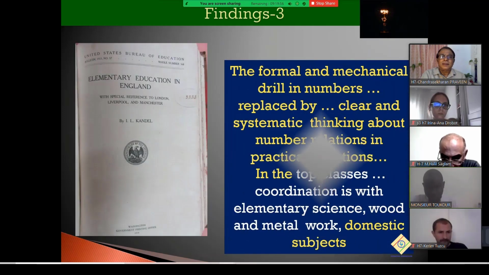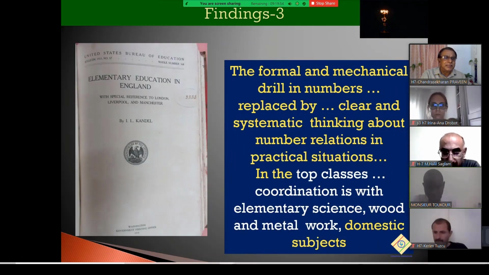Here's another one. This is very important. Please read: the formal and mechanical drill of numbers. We know mathematics is difficult for students. Even then it was so. Clear, systematic thinking about numbers in practical situations. They were not teaching numbers in the abstract. In practical situations, they were teaching it. How? Coordination with elementary science and wood and metal work. Measurement and all this, they try to put it in practical situations.